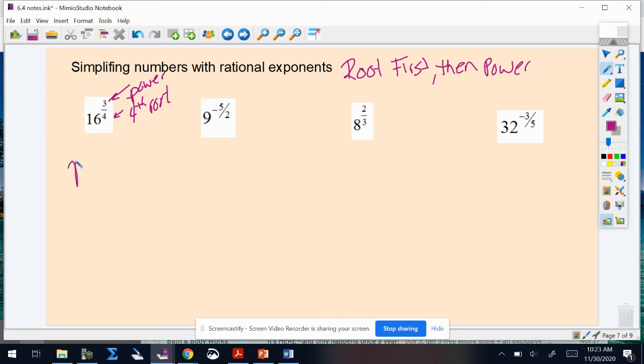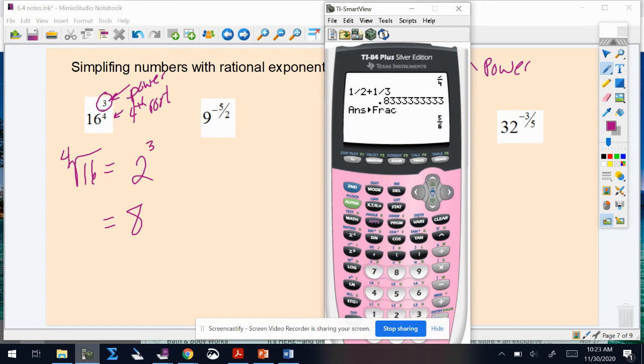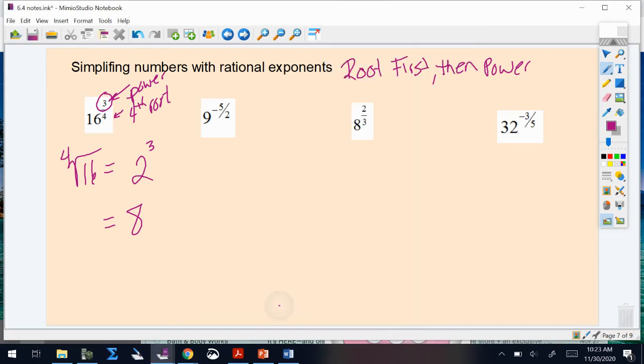So if I take the 4th root of 16, that's actually something we know. The 4th root of 16 is 2. Then I can take the 3rd power and say, well, 2 to the 3rd power is 8. So I have the ability to do it in my head without a calculator. Now, you definitely can use a calculator. You could use it to check your work. So if I take 16 to the 3/4 power, again, we see that we get 8.